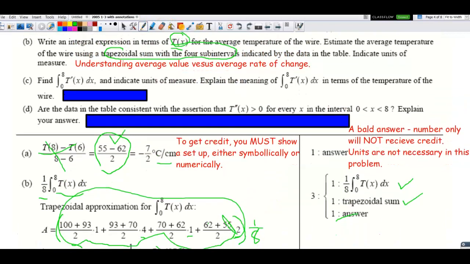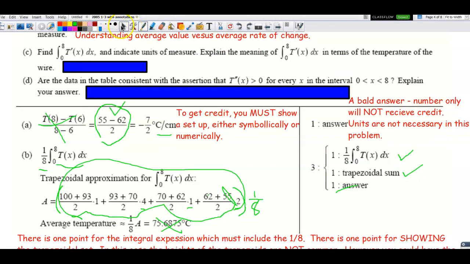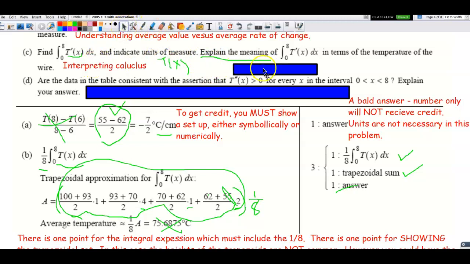All right, going back to letter C. Another very direct question. Find the integral, and remember this is with a calculator. However, notice what we're integrating. We're integrating T prime, and when you integrate T prime, it gives you T of x. So this is FTC part 1, and then we have to explain the meaning of. So we're going to be interpreting a definite integral. So we have two things, FTC part 1 and interpreting.